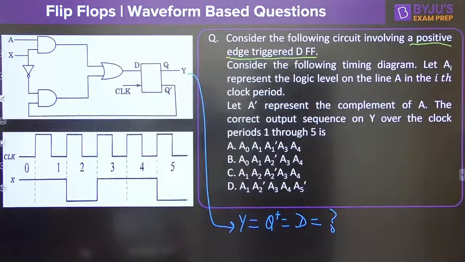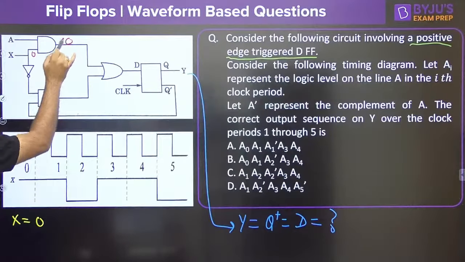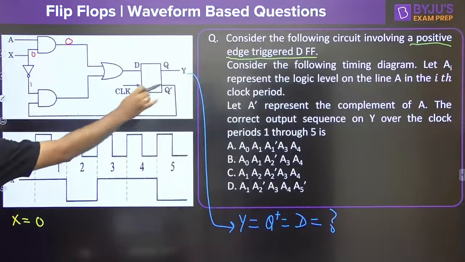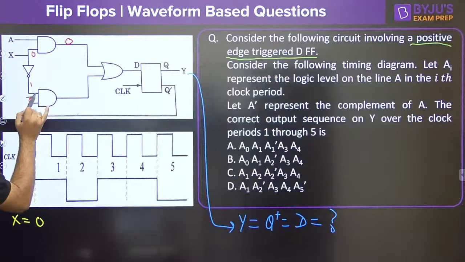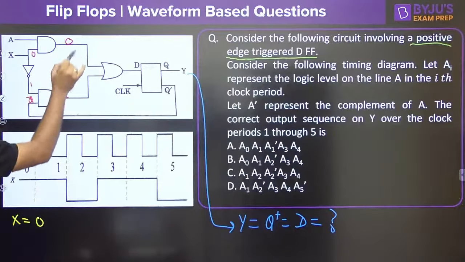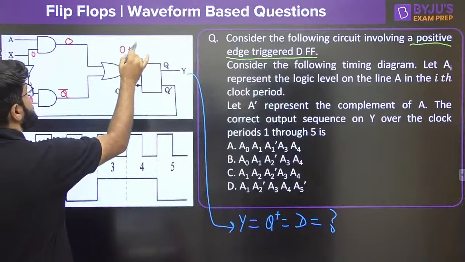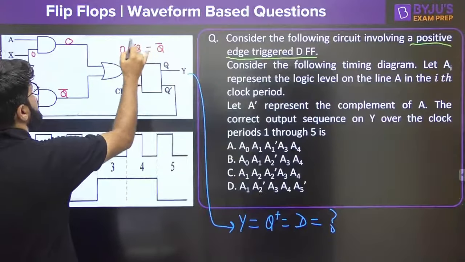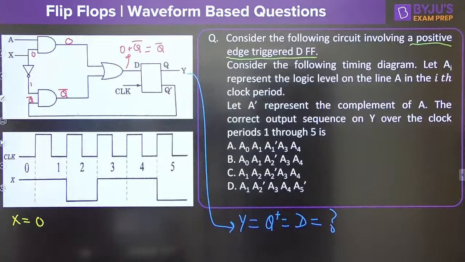Now the X waveform has been given to you. X may be 1, X may be 0. If X is equal to 0, let us just trace the signal here. X is 0, so this output is 0. X complement will be 1. So what is coming here? This is Q bar. Q bar into 1 will be Q bar. This is 0, so 0 plus Q bar is equal to Q bar.